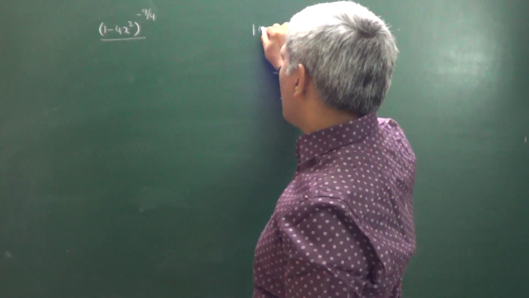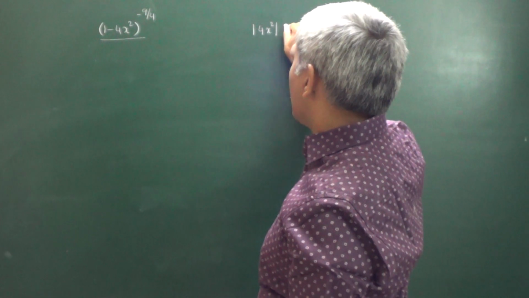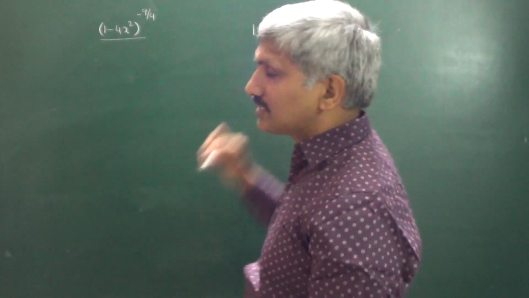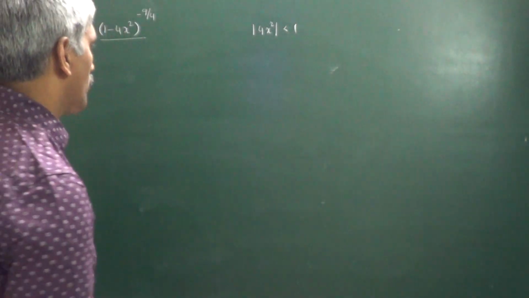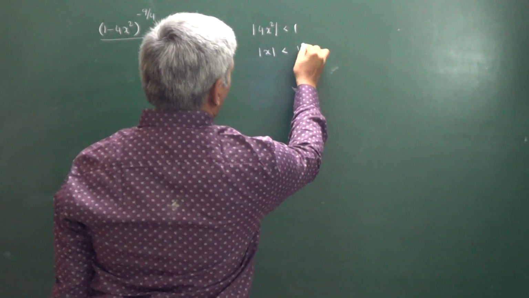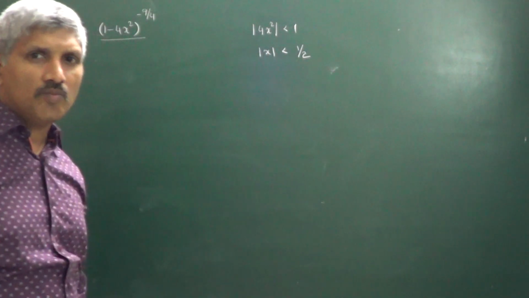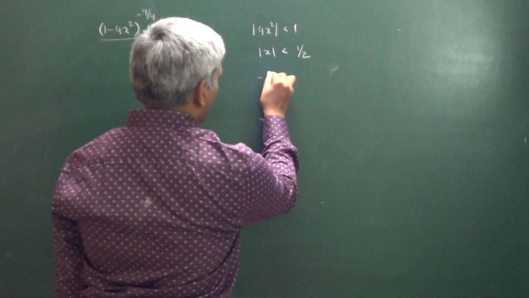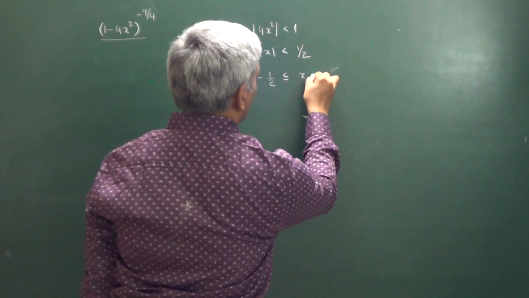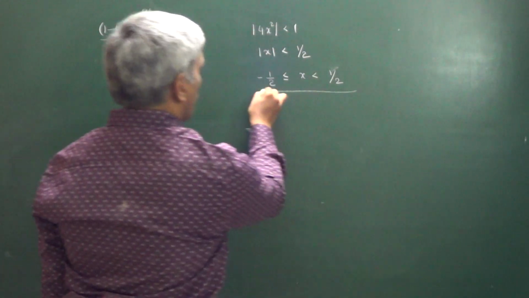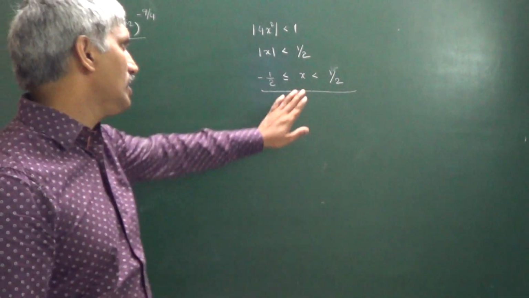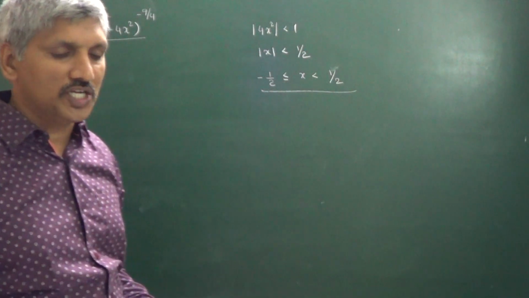As we discussed, modulus of 4x square must be less than 1. That means modulus of 4x square is less than 1. Then we can write mod x less than 1 by 2. Mod x less than 1 by 2 means x values lie between minus 1 by 2 and plus 1 by 2. That is the range of x. For these values of x only, that expansion is valid.